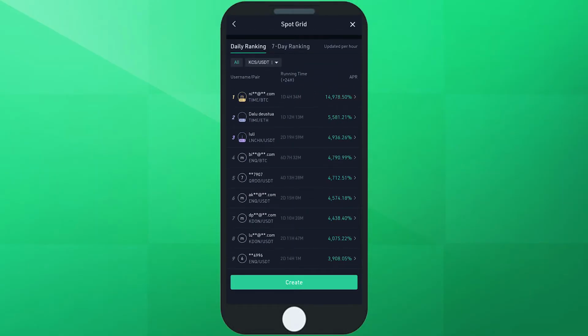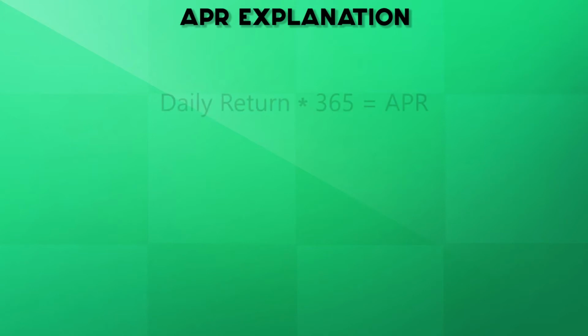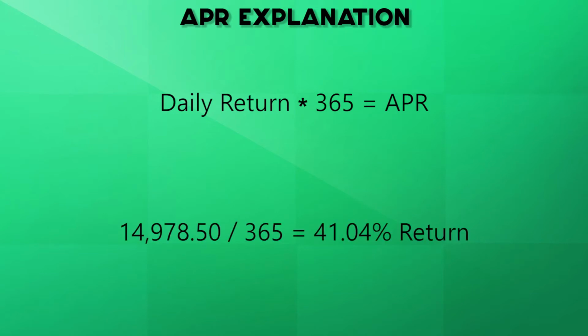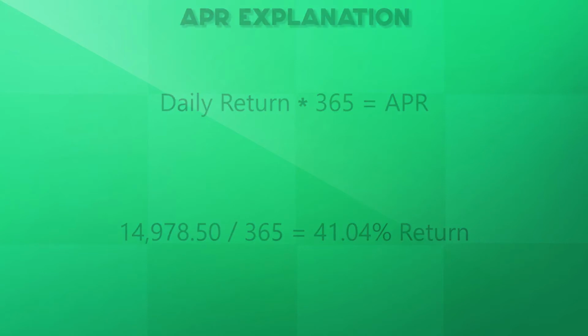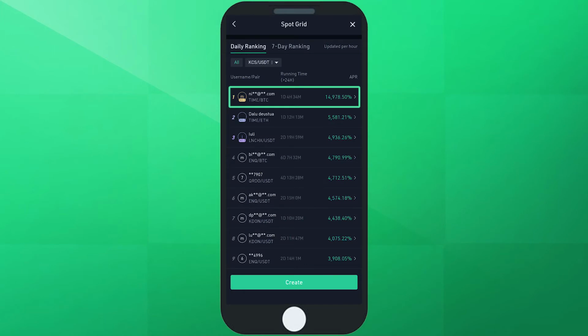As you can see, KuCoin is showing almost 15,000% APR as the top gainer on the Spot Grid. APR means the annual percentage rate. KuCoin is multiplying the daily return by 365 to show you the APR. So if you divide this number by 365, you will get around 41% return. This means this user's return is only 41%, but KuCoin is showing it in APR, that's why it looks like a very big return.